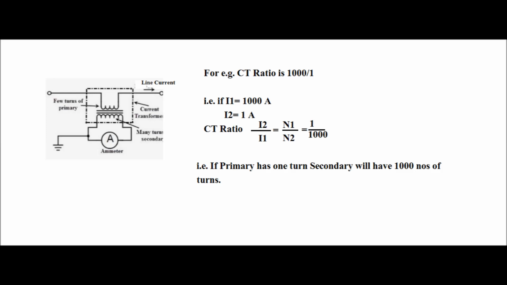That is, the CT ratio will be I2 by I1 equal to N1 by N2, that is equal to 1 by 1000. On the primary side, the CT has a few turns or a single turn. For this example, if the CT ratio is 1000/1 and the primary has 1 turn, then the secondary will have 1000 turns. This is the basic principle of the current transformer.